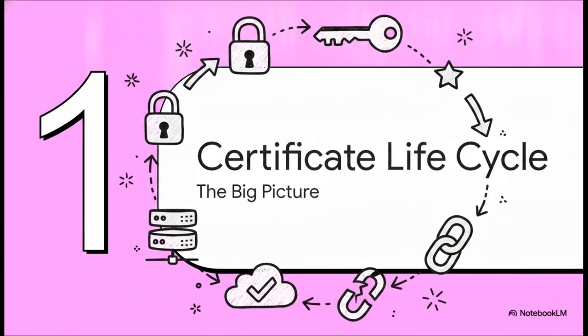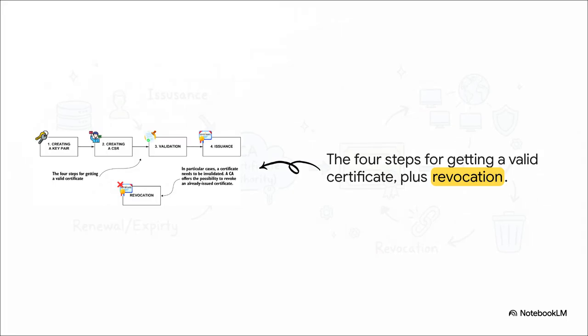All right, kicking things off with section 1, the certificate lifecycle. Before we get totally lost in terminal commands, we really need to understand the big picture. Getting a valid digital certificate basically involves 4 main happy path steps. It kicks off with creating a key pair. Then you create a CSR, that's a certificate signing request. You send that request off for validation, and finally, boom, you achieve issuance.